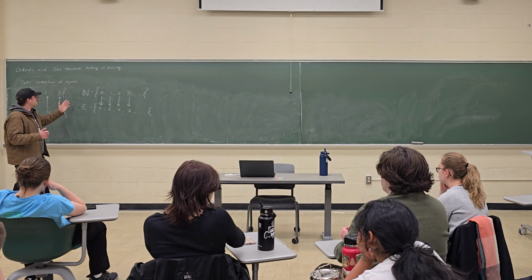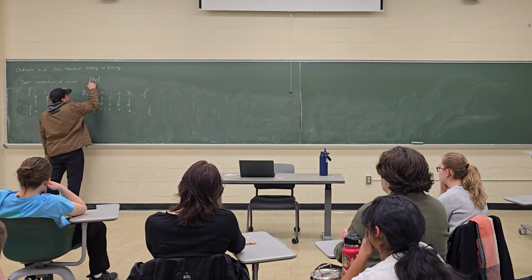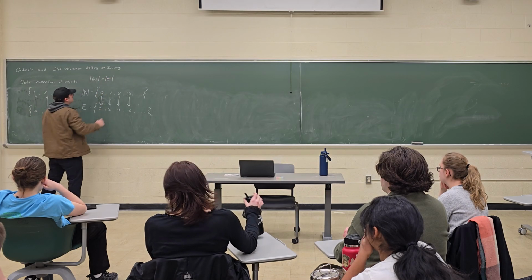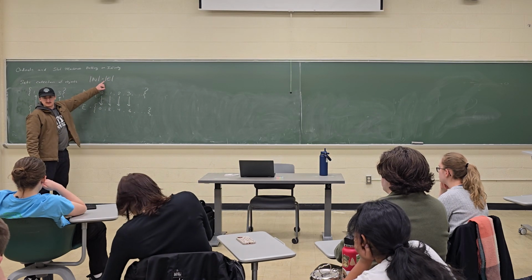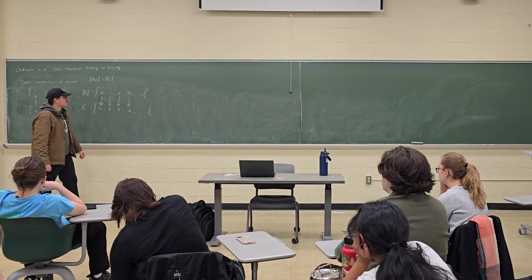And the way we write this is the cardinality, that's the fancy word, but I put these bars around N, and I would just draw E for my even numbers. So this just says the size of the evens and the naturals is the same. Everyone good so far? Okay.